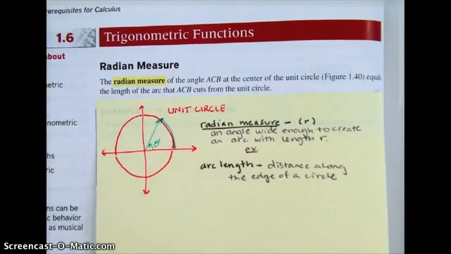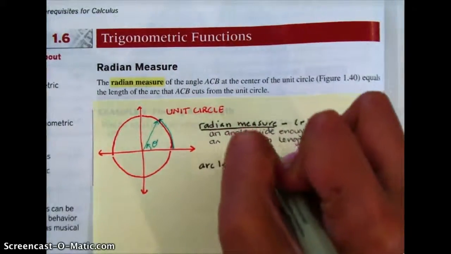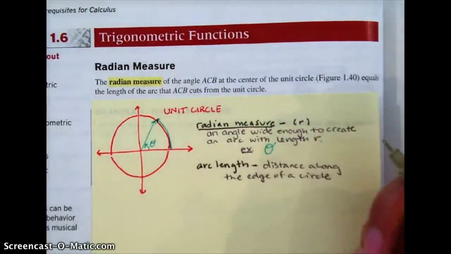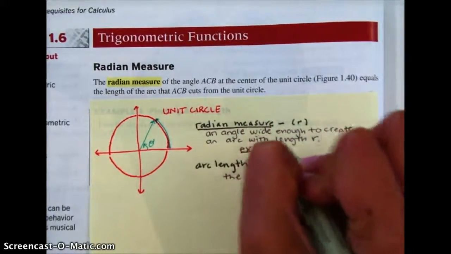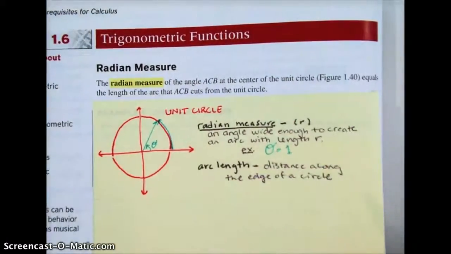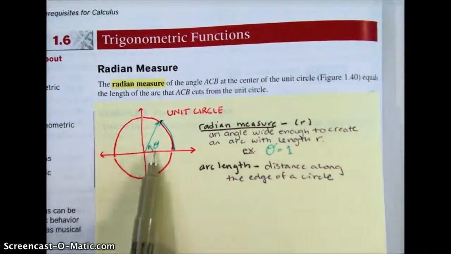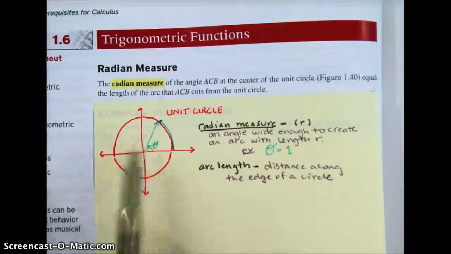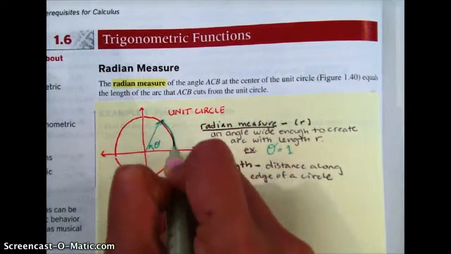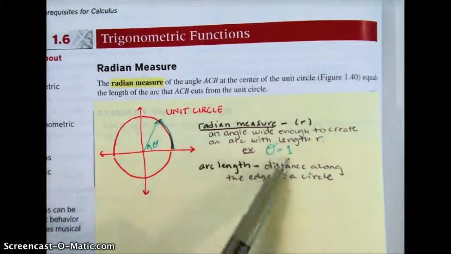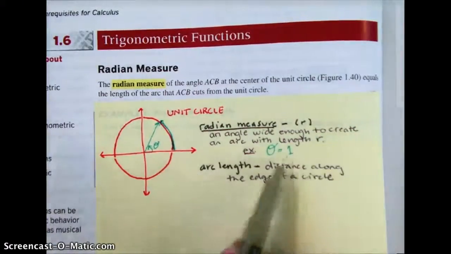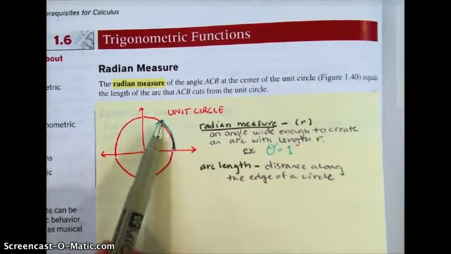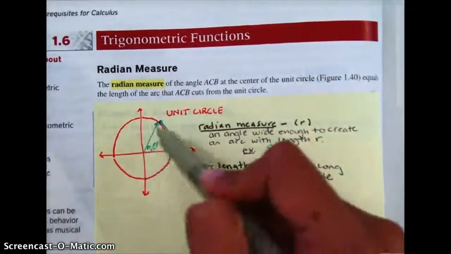the circle. So for example, if I wanted to talk about a particular angle, we often call angles theta. This is the Greek letter theta. Let's suppose I wanted to talk about the angle that has a measure of 1 radian. What that actually means is that theta is an angle that's just wide enough to create an arc along the edge of the circle that's exactly the same length as 1 radius. The radius of the unit circle equals 1. So 1 radian means that this arc length is exactly as long as this radius.